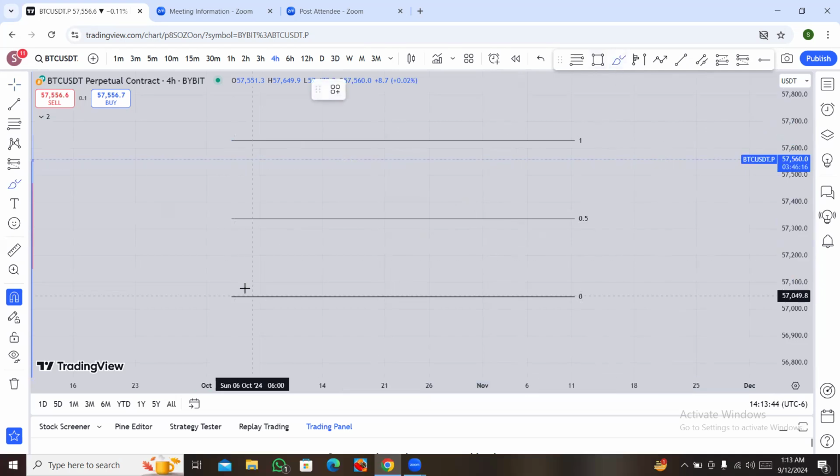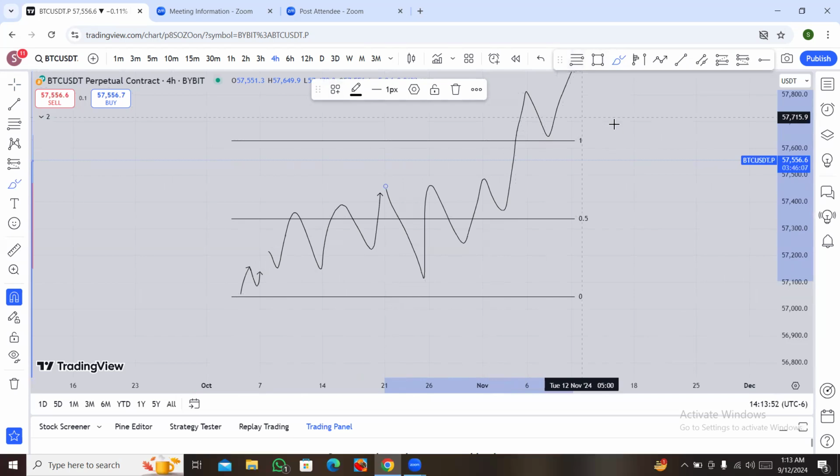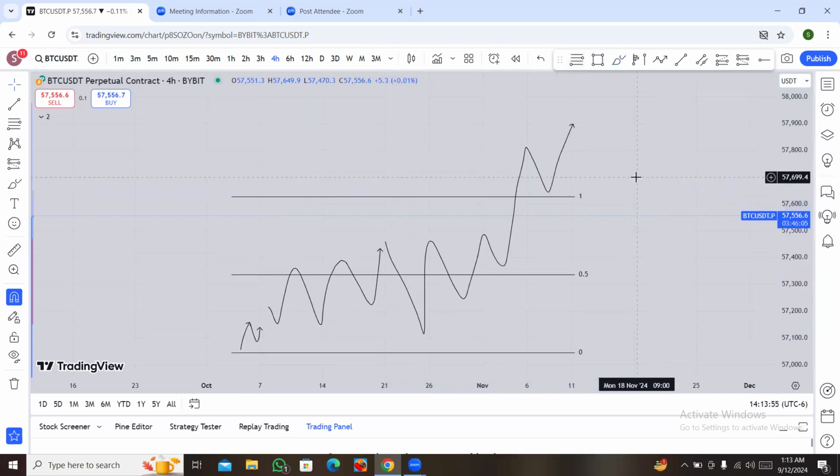Okay, sir, what if price moves like this and it goes up here? How to do this then? It didn't deviate back. It starts going up. How to catch this one?